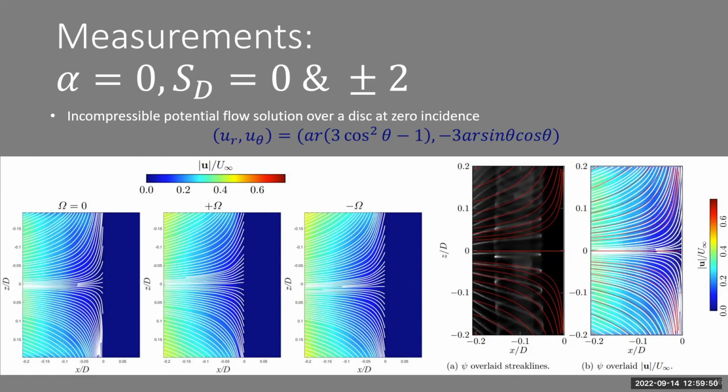We compare our streamlines from PIV to the incompressible potential flow solution that is shown here. And we see that the streamlines from the potential flow are in great agreement with our PIV streamlines. However, a growing disparity arises with our streamlines, as expected, because our flow is very unsteady. There's a cyclic shedding of vortices and a constantly changing boundary layer thickness. So that's why we have this growing disparity with our streamlines.